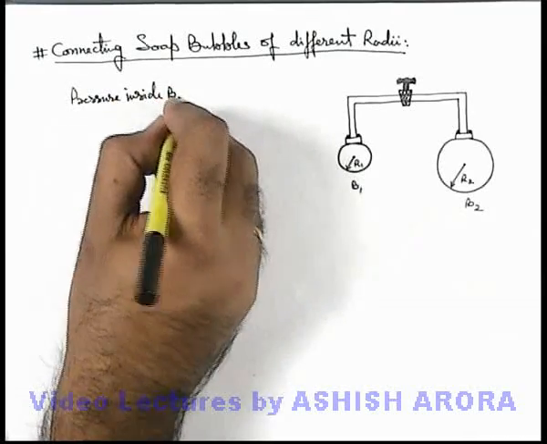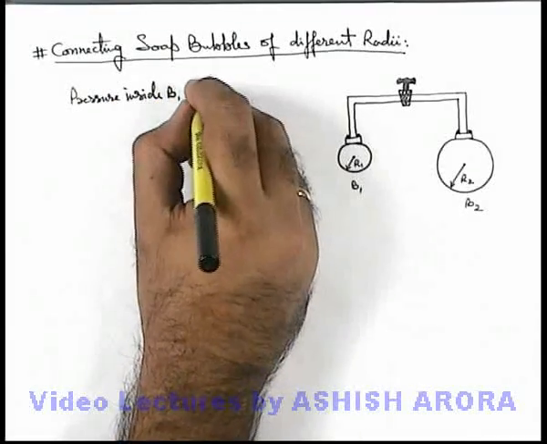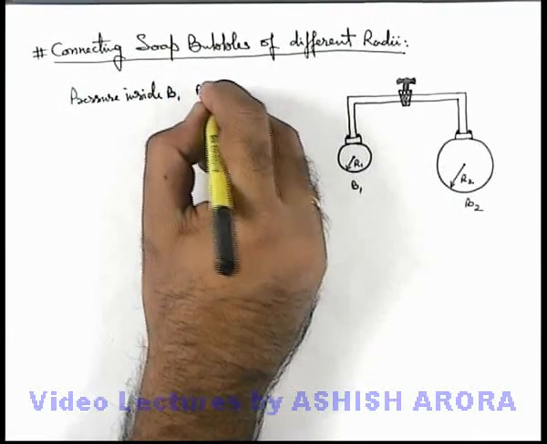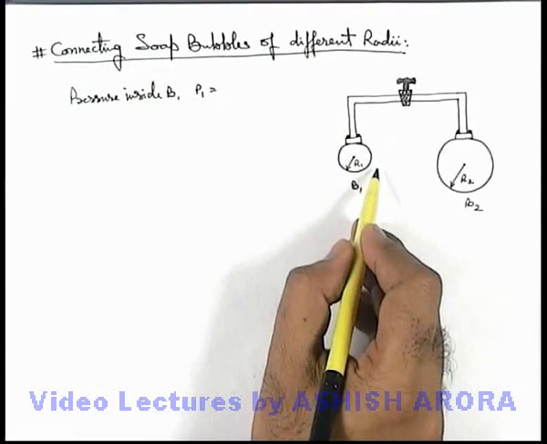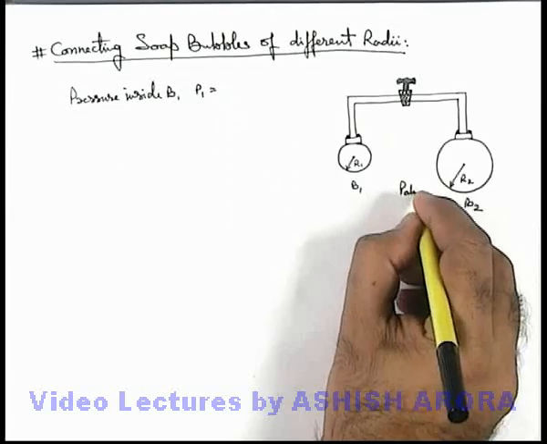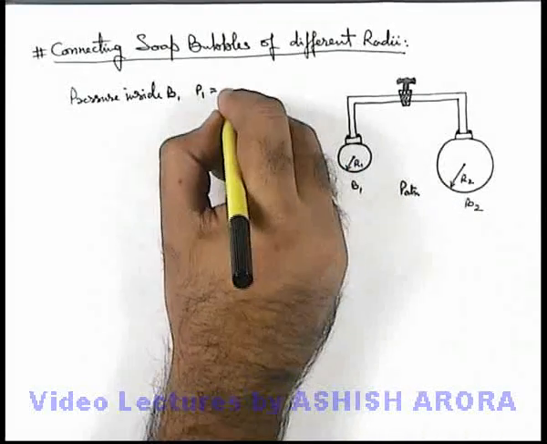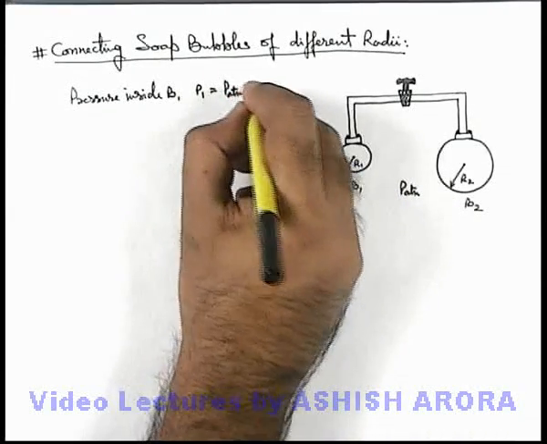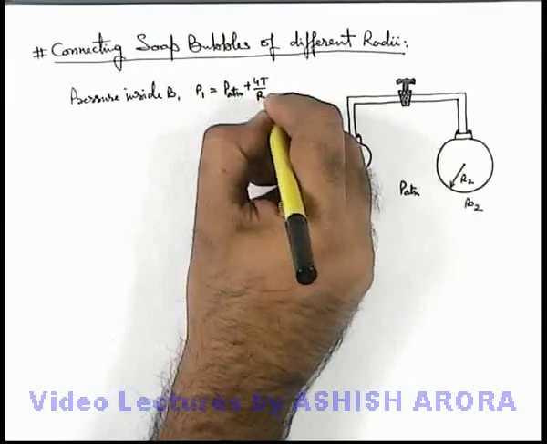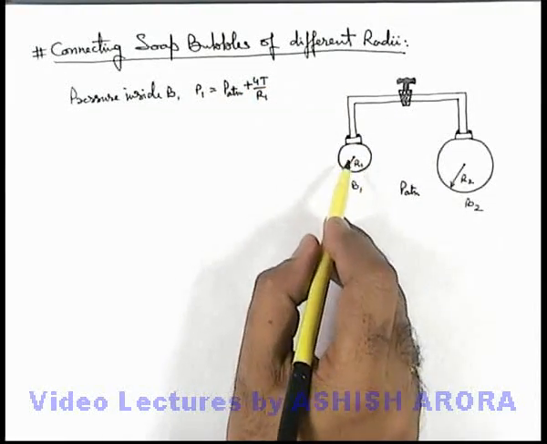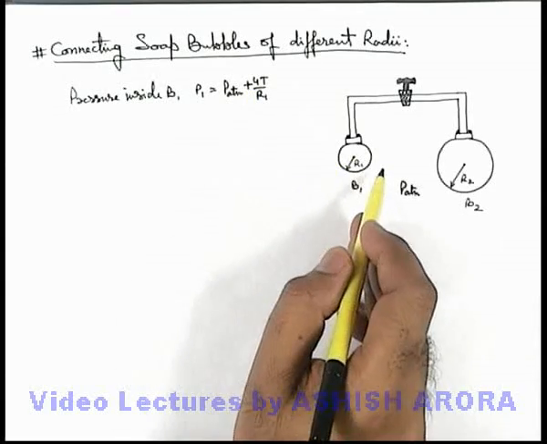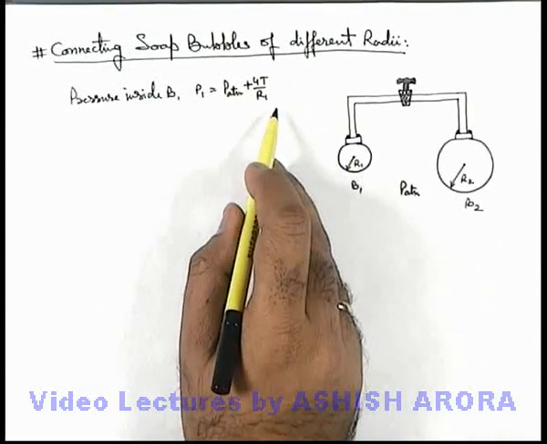If we find out the pressure inside B1, say it is P1, then it will be 4T by R1 more than the outside pressure, and we know the outside pressure is P atmospheric. So the inside pressure will be P atmospheric plus 4T by R1, because we already studied that in the case of a soap bubble the inside pressure is 4T by R1 more than the outside pressure, or it is the excess pressure.